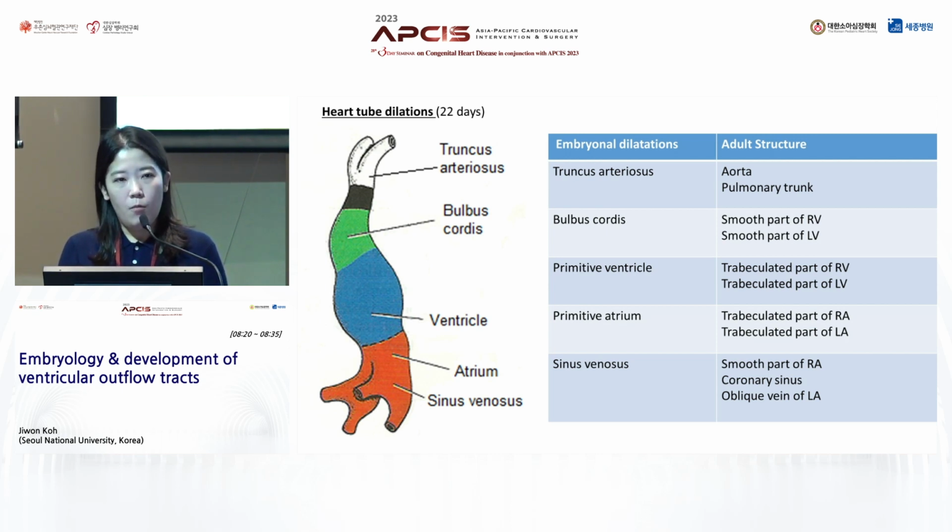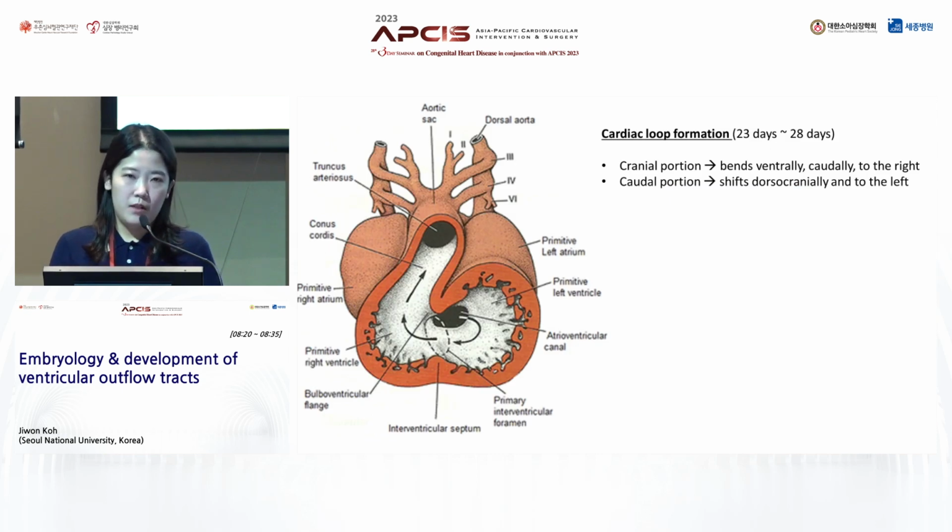One of the refined views by Dr. Anderson is based on problematic description, like, can the truncus arteriosus and bulbus cordis be divided correctly, or is it some kind of continuous spectrum? That kind of perspective we will discuss later in this talk. And these previous heart tubes go on to the next step.